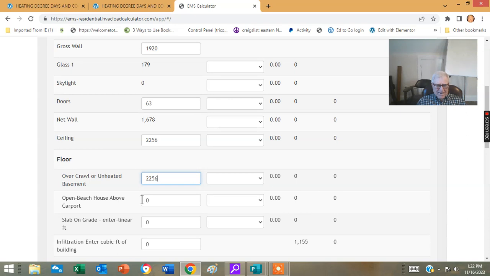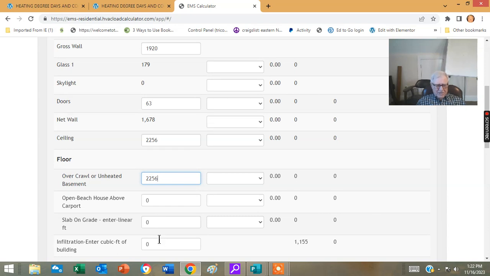If it was like a beach house, you'd still put 2,256 here. However, if the house was built on a slab, and remember this is the only time you deviate from area, instead you put in the linear feet around the house, which, if you remember, was 240 feet. A slab on grade, and I said on grade, not below grade like a basement, loses its heat from the edge of the slab. So you put the total length of the edge of the slab, which is 240 linear feet, in here.